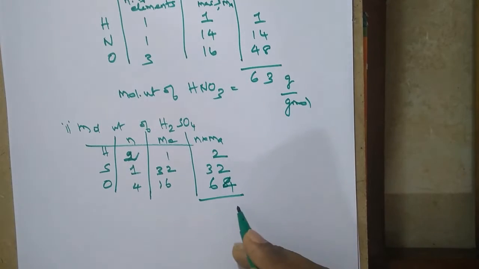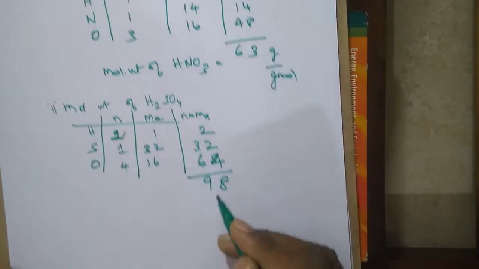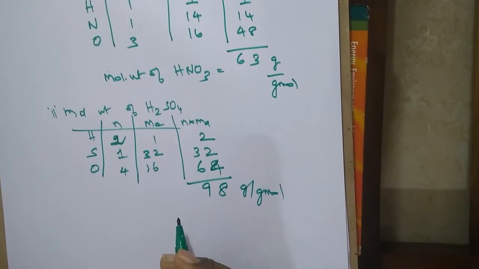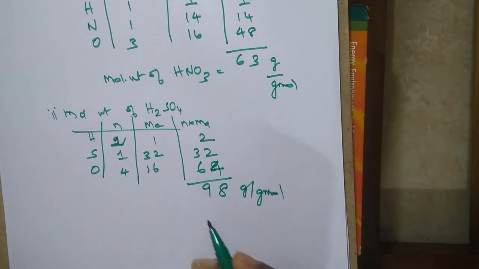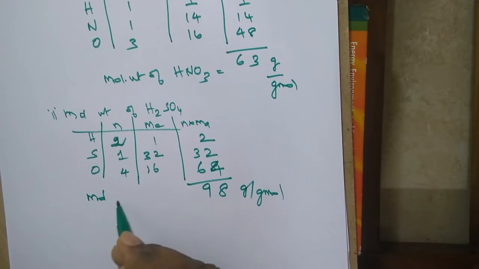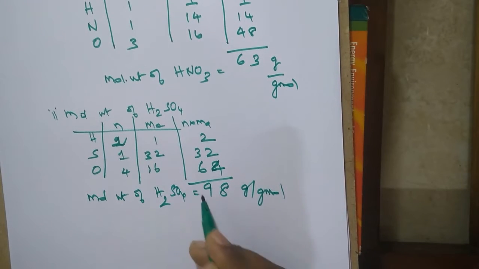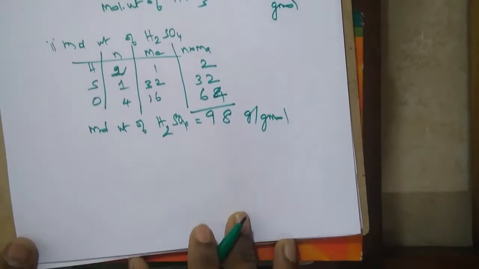The summation of these gives us the molecular weight of sulfuric acid. So the molecular weight of sulfuric acid is 98 grams per gram mole.